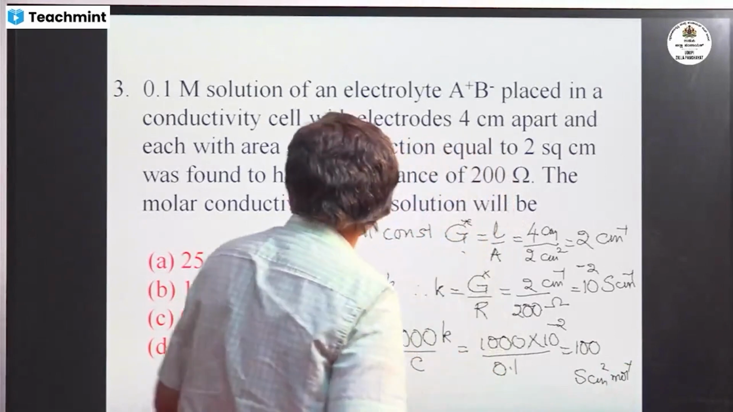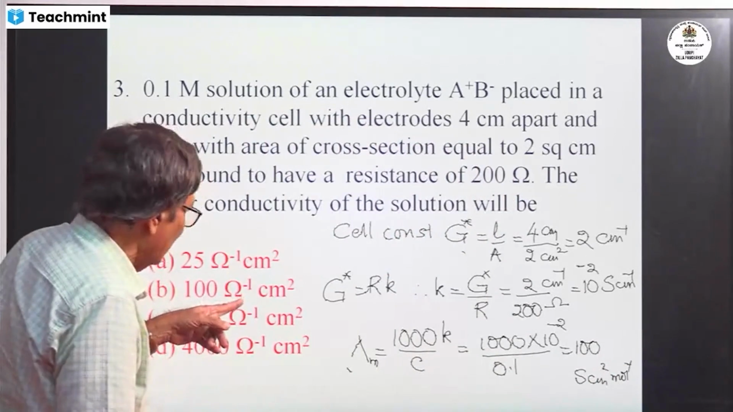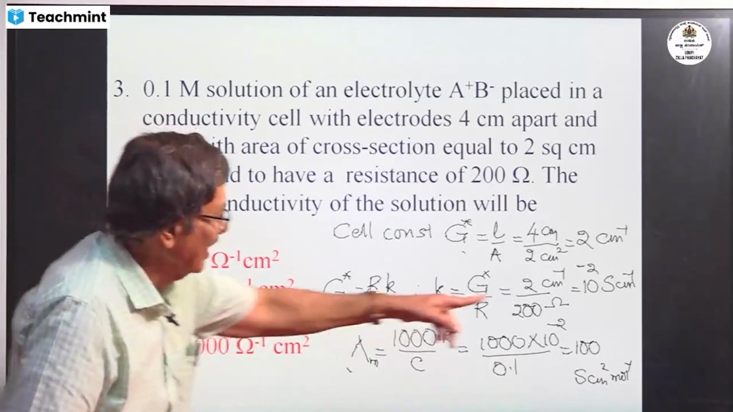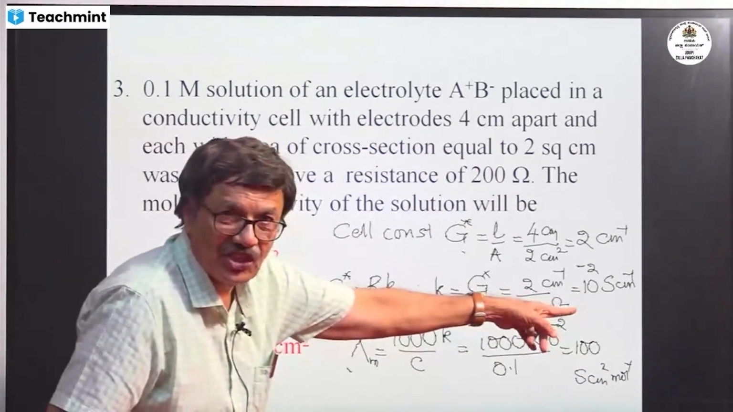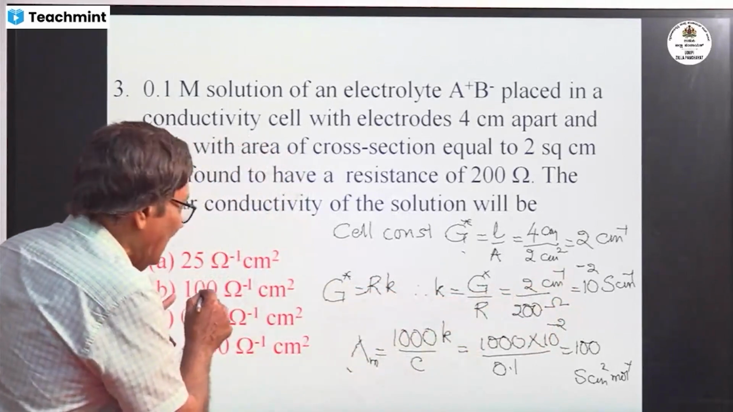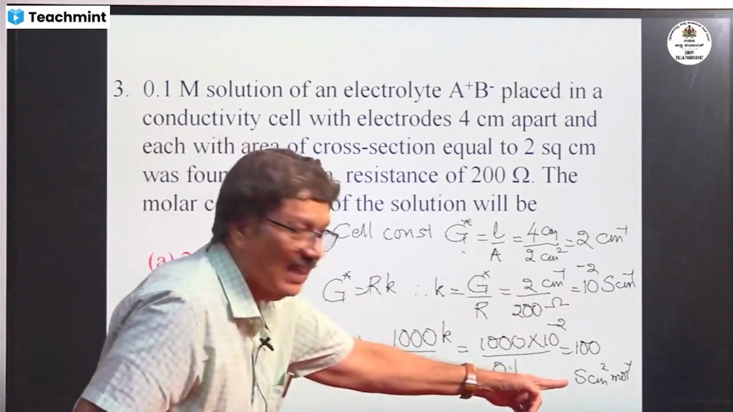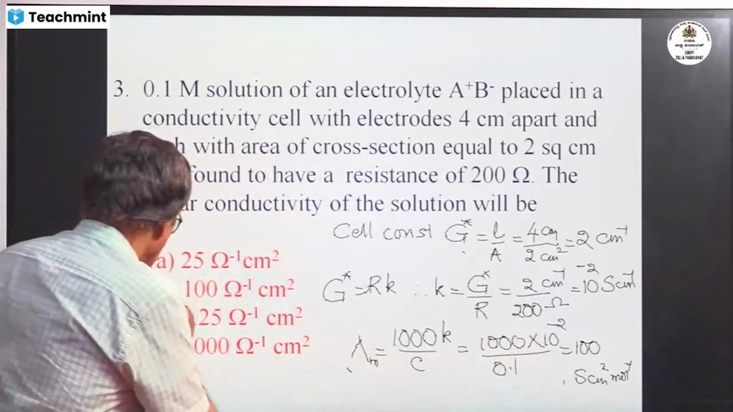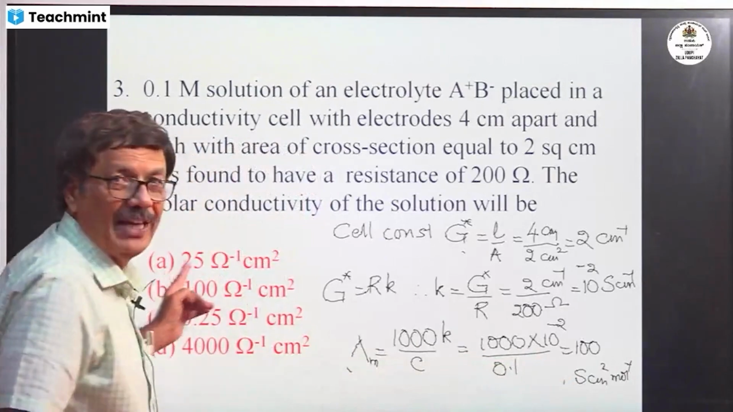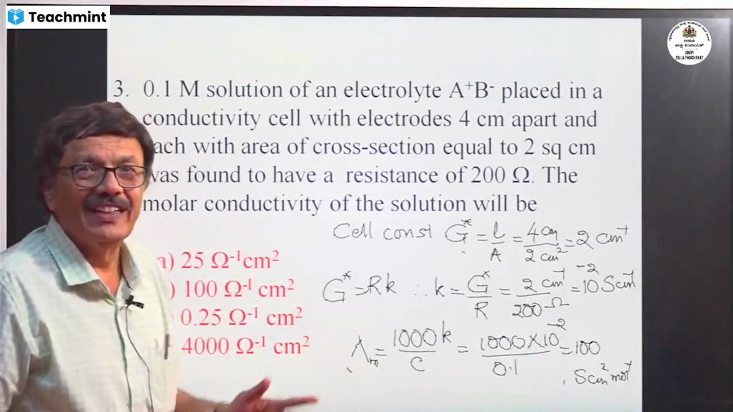So which is the right option? 100 per ohm. They have given it as per ohm only. I have changed it into Siemens. Siemens means per ohm. So the right option is 100 per ohm centimeter square per mole, that is 100 Siemens centimeter square per mole. Option B is the right one. So hope that it is clear for you.